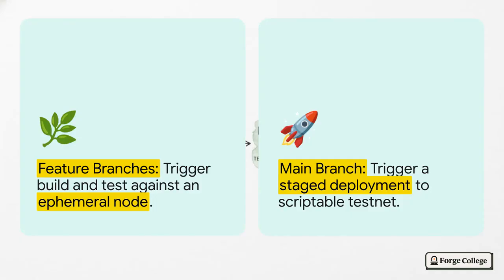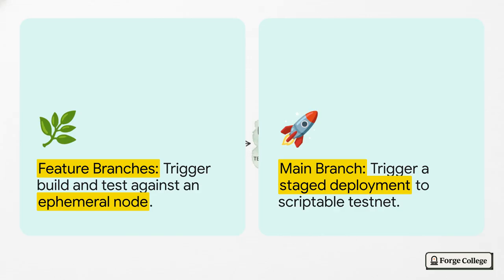And because our environments are so explicit, our pipeline behavior has to switch dynamically based on context. For instance, if you push code to a feature branch, the pipeline should only trigger the build and test stages against that ephemeral node we just talked about. This gives developers super fast feedback. But if that pull request gets merged into the main branch, the pipeline recognizes the environment change and triggers a staged deployment to a scriptable testnet.